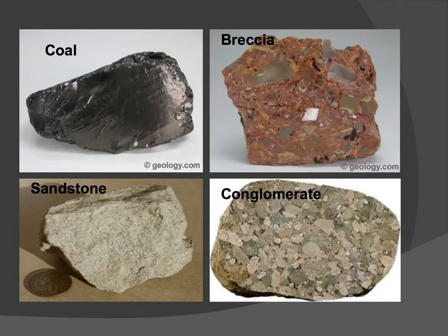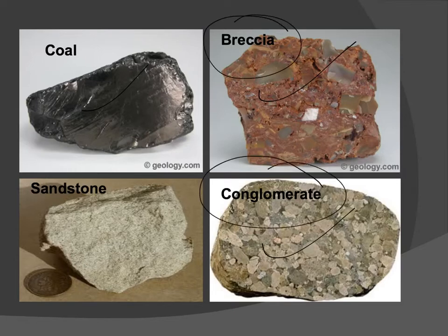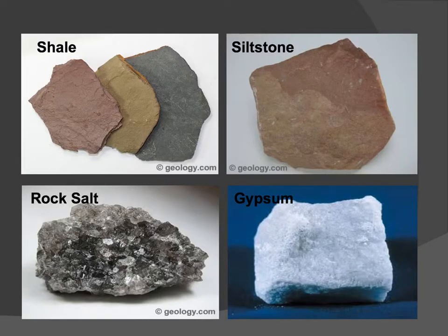So coal is a sedimentary rock, but it's organic. Breccia is a sedimentary rock and it's clastic. It's made of gravel, just like this one's made of gravel. The difference being that breccia has angular gravel and conglomerate has rounded gravel, and we'll talk about why later. Sandstone is a clastic sedimentary rock, just like breccia and conglomerate. Sandstone is made of sand. Over here, shale is a clastic sedimentary rock made of mud, and siltstone is a sedimentary rock made of silt.